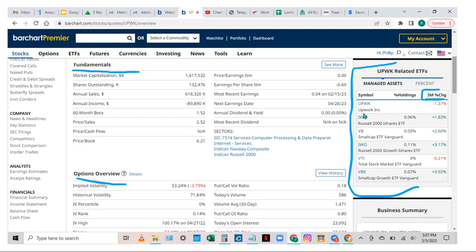Here we have Upwork related ETFs or sectors, right? So over 3 months, Upwork's lost 1.37%. The overall Russell 2000 has gained just under 2%. The small cap Vanguard ETF has gained 2.6%, and others have done similar, right? The total market's lost 0.21. So Upwork is underperforming the market and its peers. That's why I show you that.